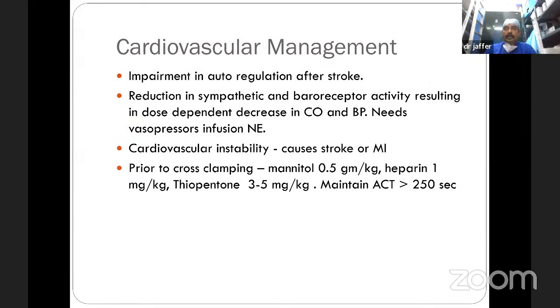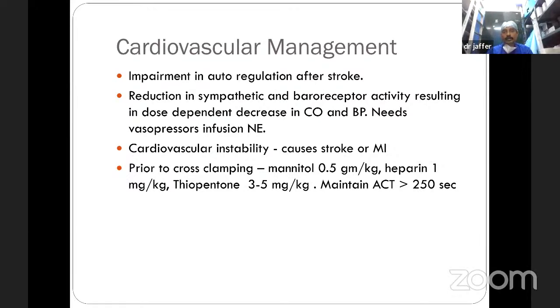One very important thing is the cardiovascular management. This is because in a stroke patient, the cerebral tissues have already lost autoregulation; there is impaired autoregulation. Autoregulation is a phenomenon where, whenever there is a change in pressures, the cerebral perfusion is still maintained. Usually it is around 55 to 155 mmHg mean arterial pressure.